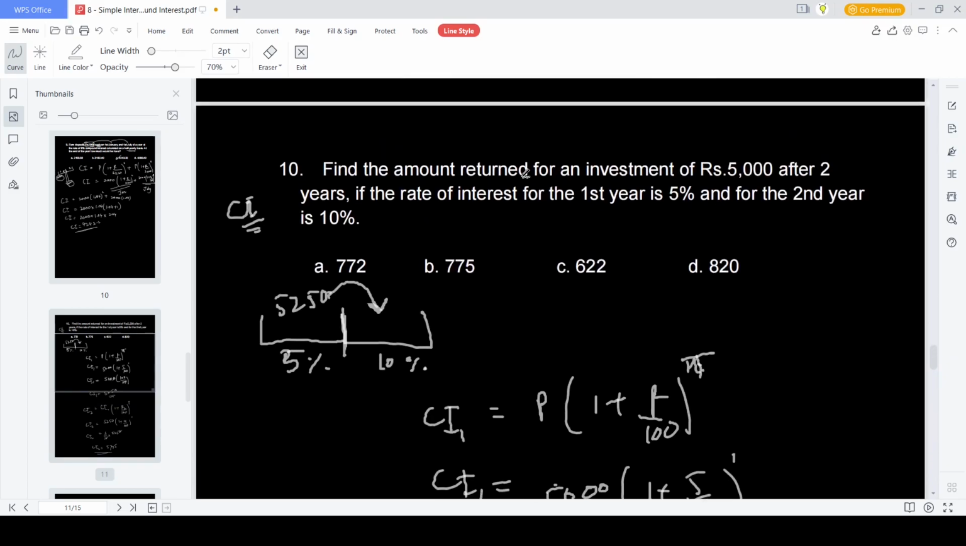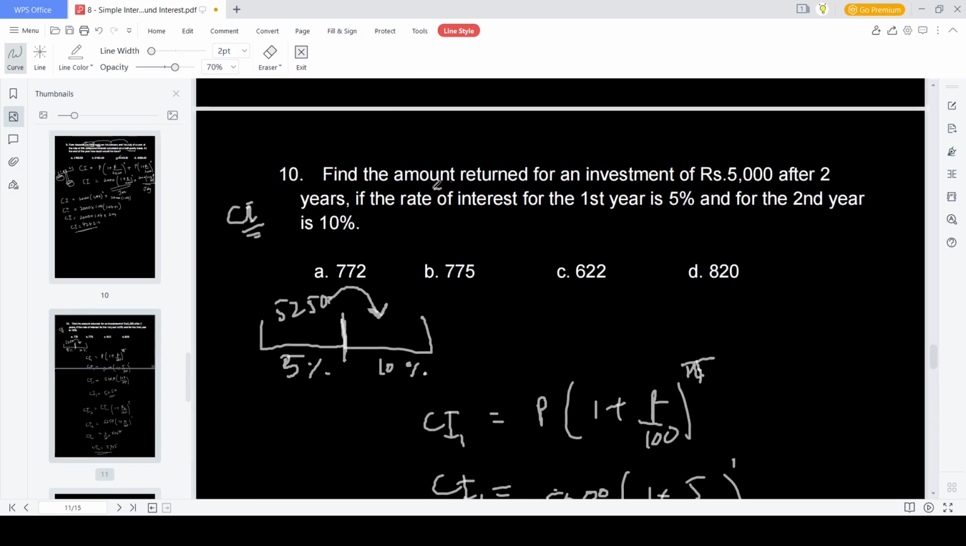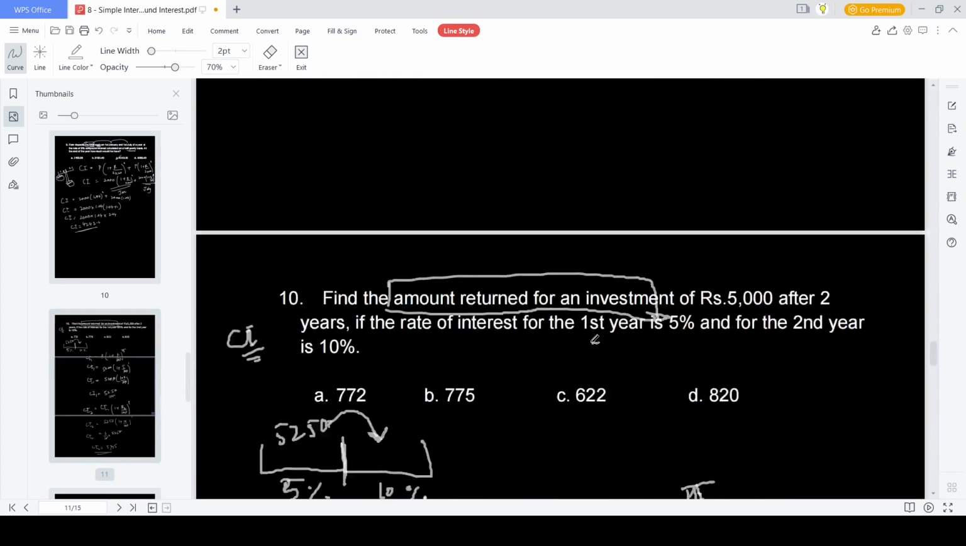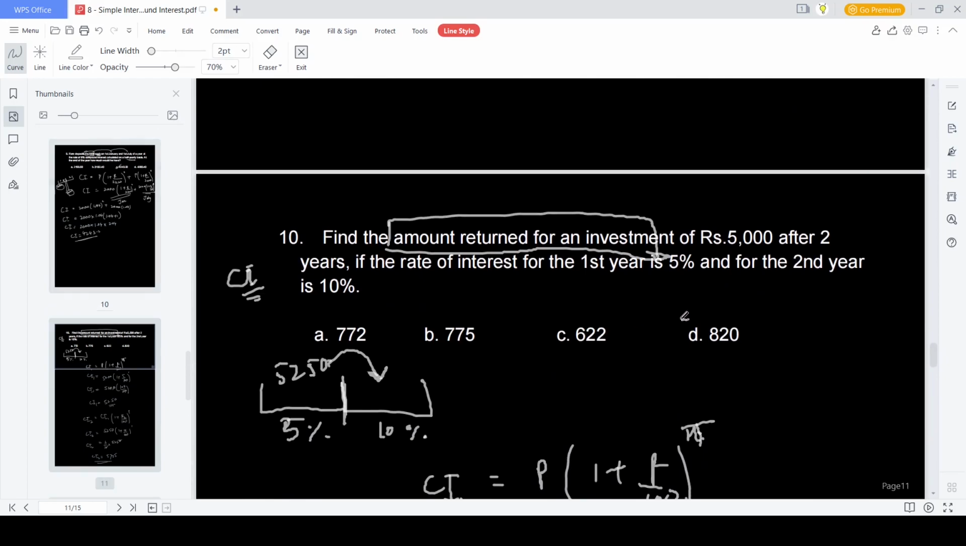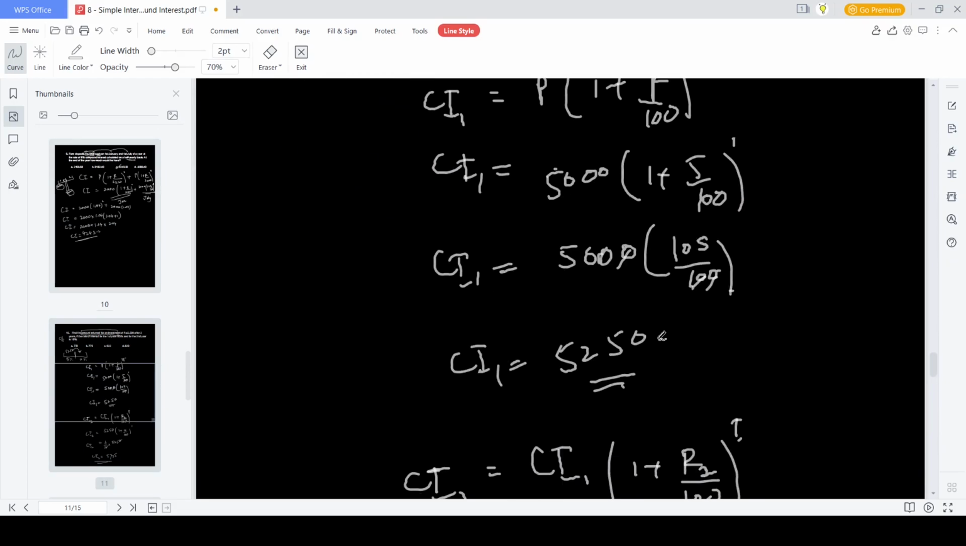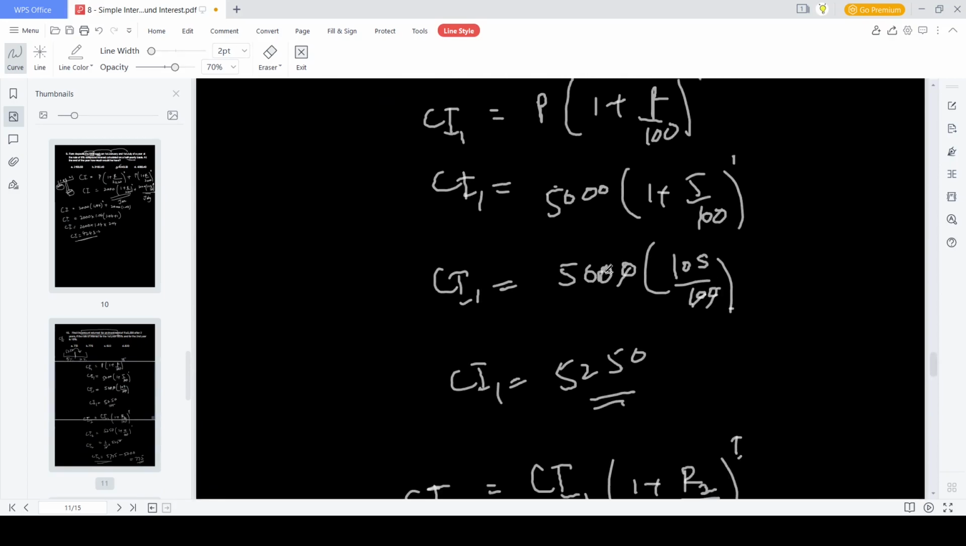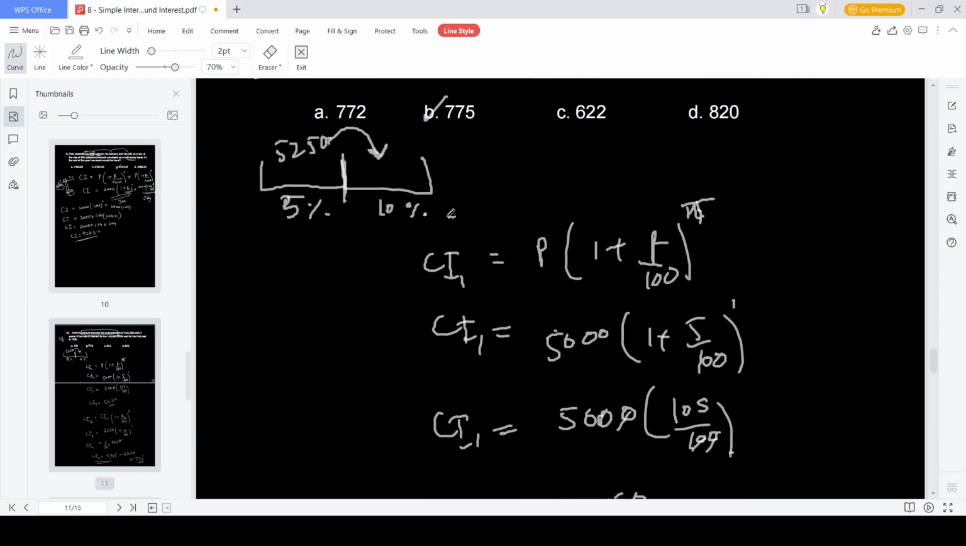But now they're asking, find the interest earned, right? Find the amount returned after investment. Here they want us to find the interest, because all these values include the principal amount itself. So we'll deduct the principal amount from here. You'll get 775. So that's the interest he earned, 775.